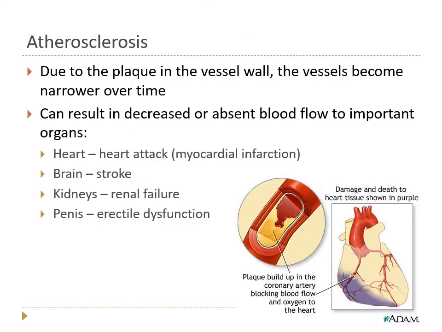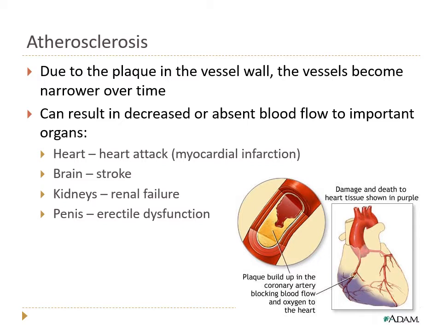So as this happens, you get decreased or sometimes absent blood flow to really important organs. If this happens in the blood vessels that supply the muscle of your heart, then those muscle cells don't get enough blood supply, they don't get enough oxygen, they don't get enough glucose, and they die. And when the heart muscle tissue dies as a result of lack of blood flow, that is a heart attack. So you've heard about heart attacks. The technical word is myocardial infarction. That's when the heart muscle dies because of lack of sufficient blood supply, usually due to atherosclerotic plaque.